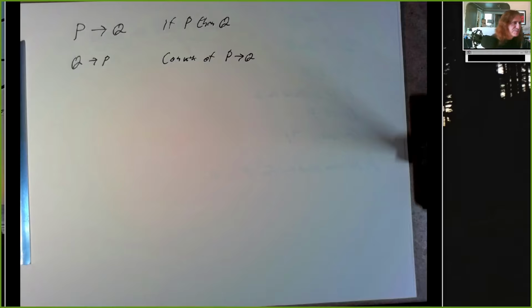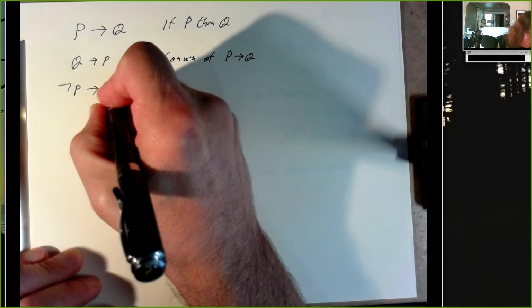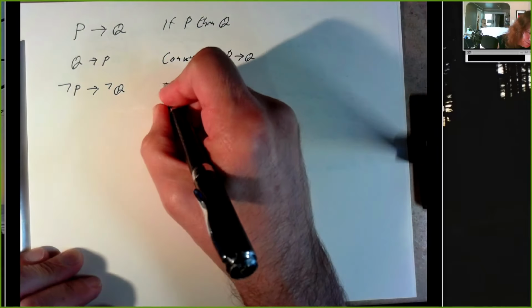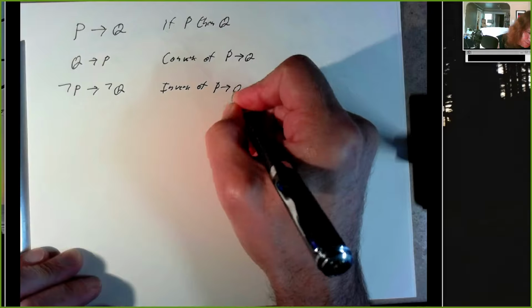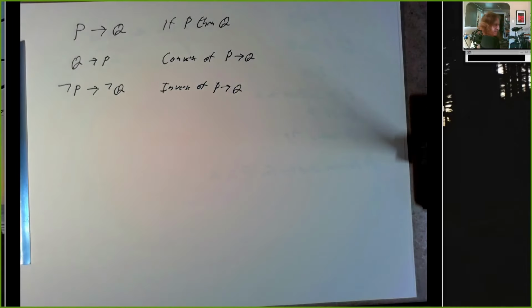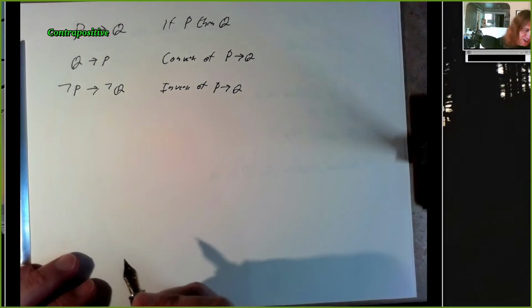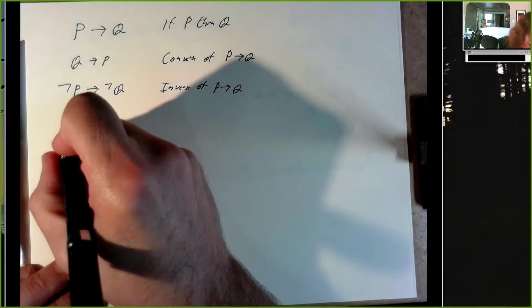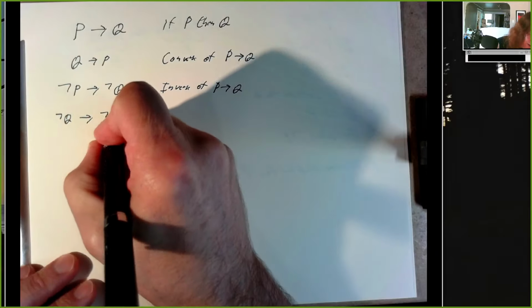Another thing we can form is the inverse. The inverse says, if not P, then not Q. We can also form something called the contrapositive. And that we get by doing both, taking the inverse of the converse, or the converse of the inverse. So the contrapositive says, if not Q, then not P.